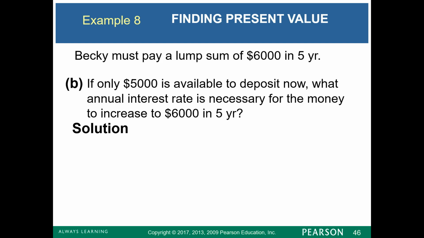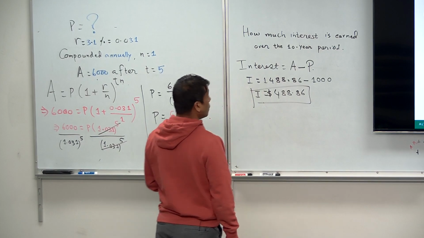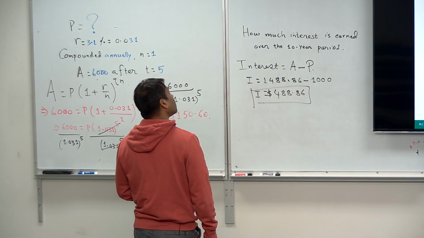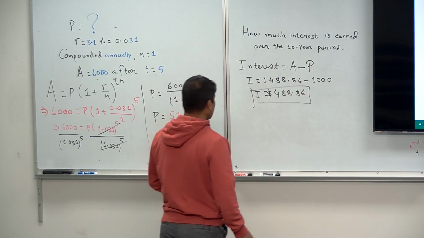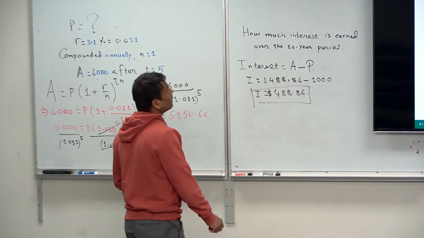So, if only 5,000 is available to deposit now, what annual interest is necessary for the money to increase to 6,000 in 5 years? So, you need to find the value of R. P is 5,000. A is 6,000. And T is 5. So I think you can do this, right? You can do this, guys.